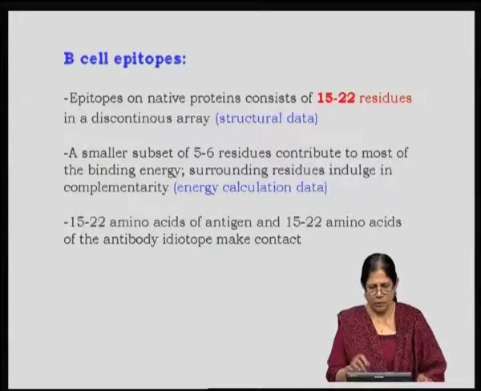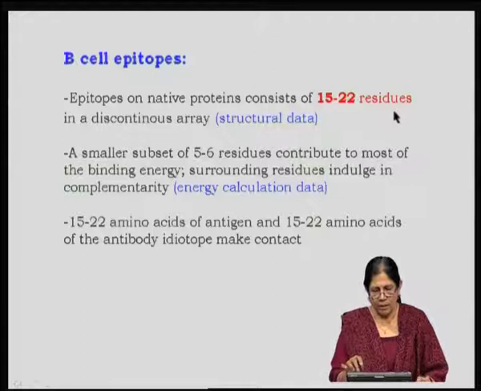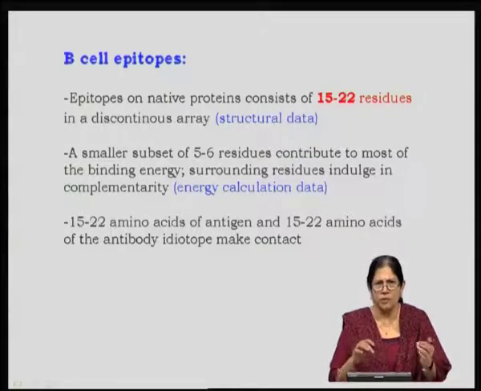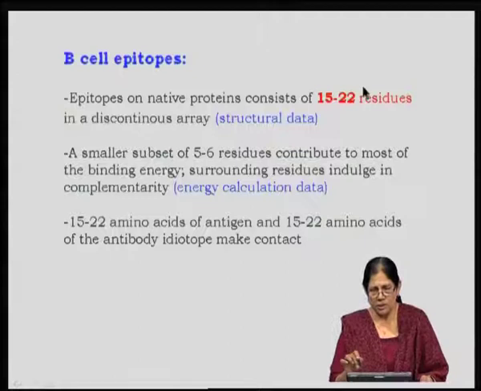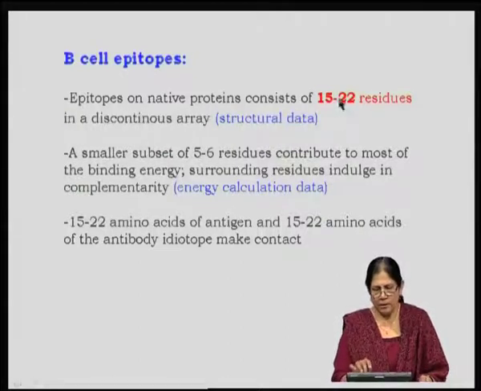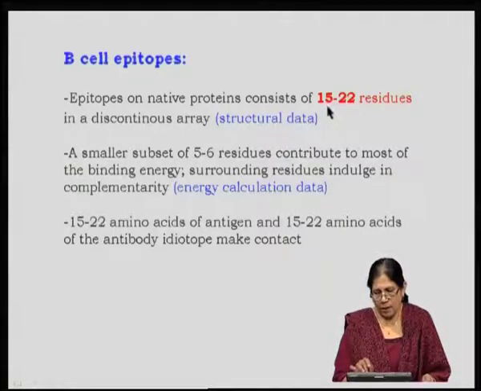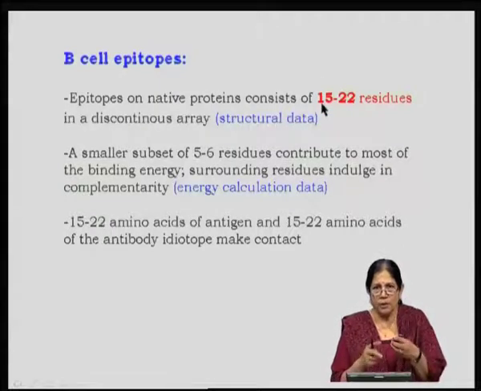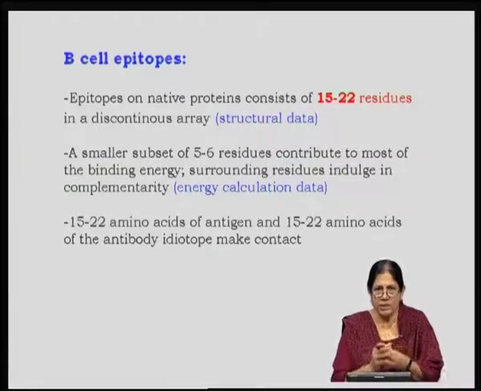So, epitopes corresponding to this B cell receptor, how large are they? Epitopes of native proteins consist of 15 to 22 residues. Now, this can be 15 to 22 residues if it is in a discontinuous array. I will be talking about continuous versus discontinuous. In case of a continuous array, this number comes down, and instead of 15 to 22, it can be about 8 to 12. Epitopes on native proteins consist of this. It would mean that you require that many anyway for a good antigen-antibody interaction or receptor-immunogen interaction.